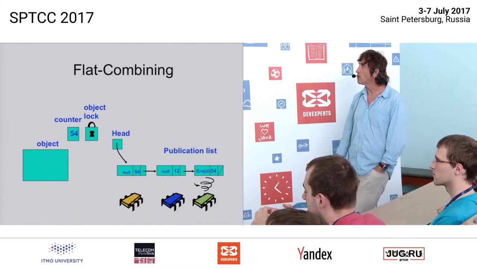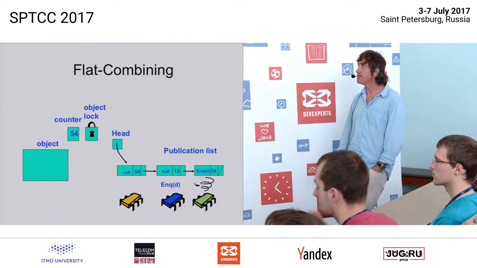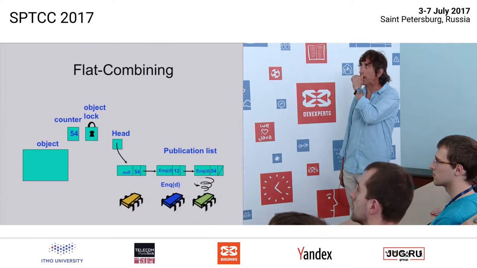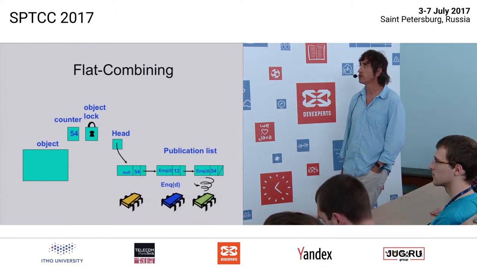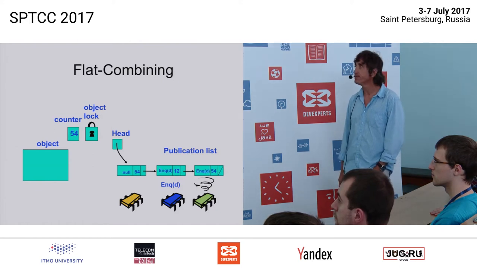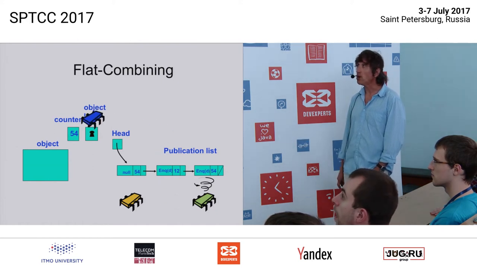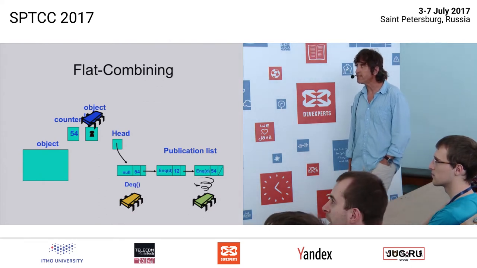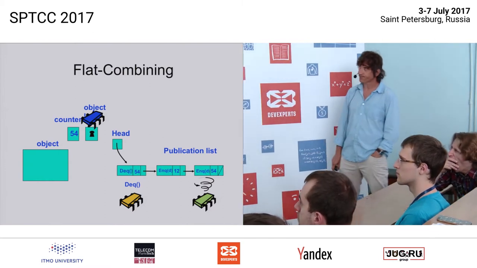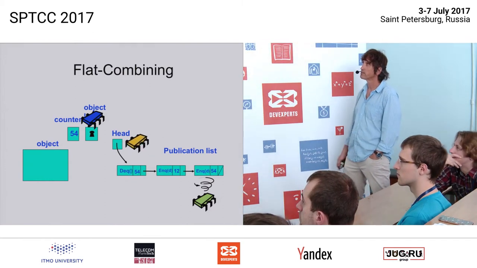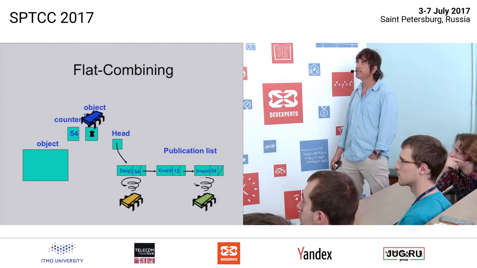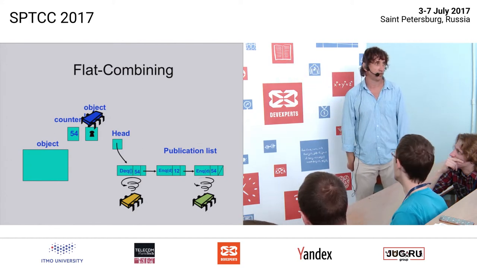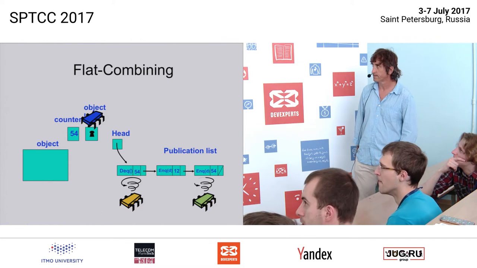So what happens now is this. Let's say that the blue guy wants to enqueue something. So he goes and he writes in his publication record, I want to enqueue D, and tries to access the lock, managed to get it, great, he's happy. This guy, the yellow guy, wants to do a dequeue, tries to grab the lock, fails. Then he spins, waiting for somebody else to complete his dequeue for him. So he's spinning on his record.